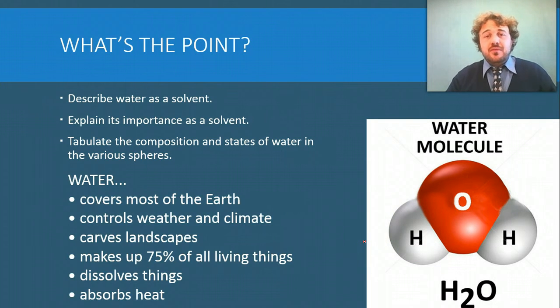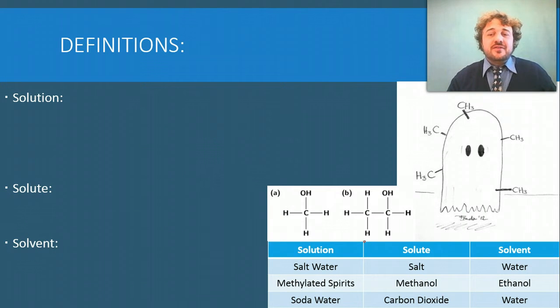Okay, so first off, water covers most of the Earth. It controls our weather, it is our weather and climate. It carves the landscape. 75% of all living things are made up of water. That means that on average, 75% of all living things is water. And it dissolves everything and it absorbs heat. It's quite cool.